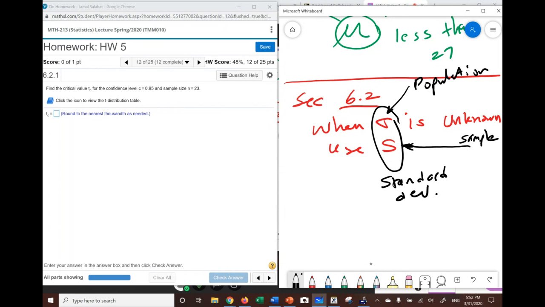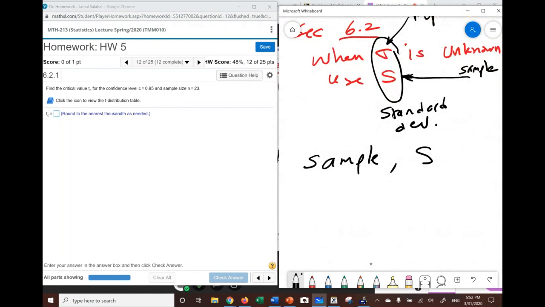Now, if we are talking about a sample, we use S for standard deviation, and we use T critical. We're going to talk about T critical. And if you look back at the videos when we covered this material, you will find when we use the Z critical. So we use the T critical every time the population standard deviation is not listed. Now, if it's not listed, they're not going to tell you they're not listing it. They just don't say anything about it.